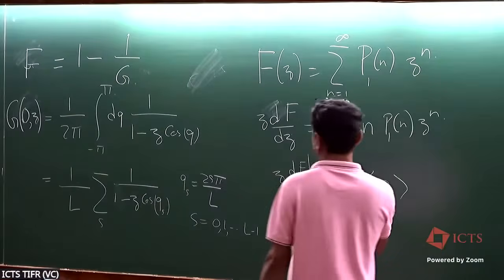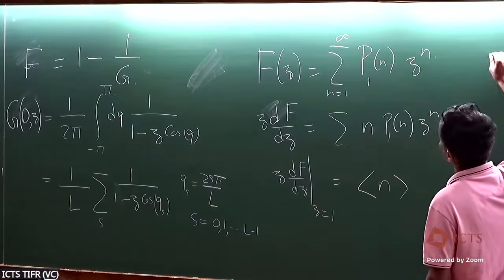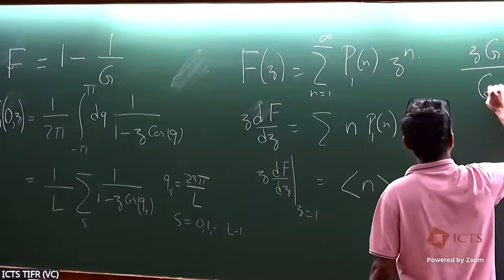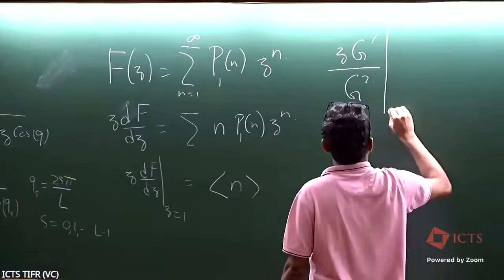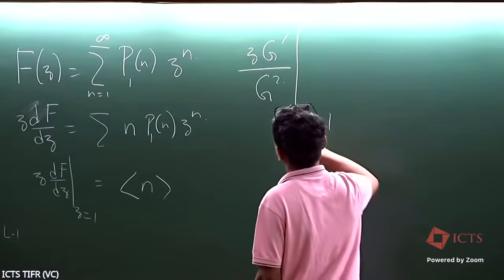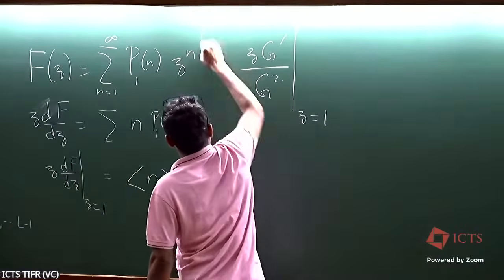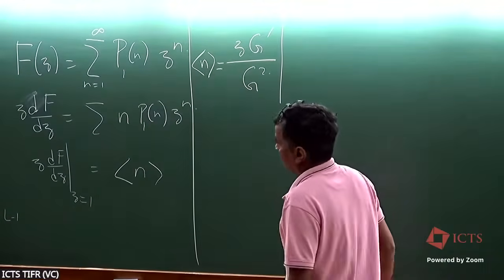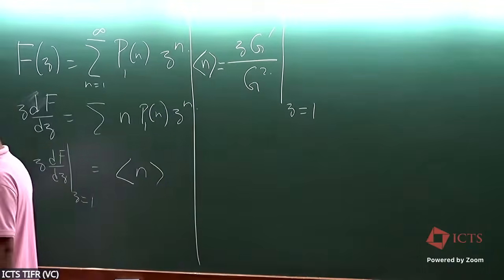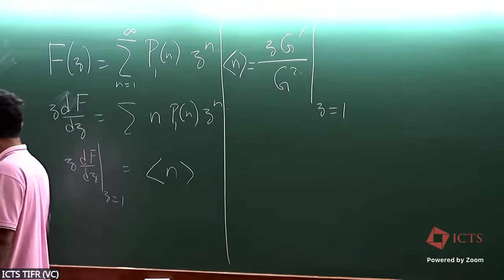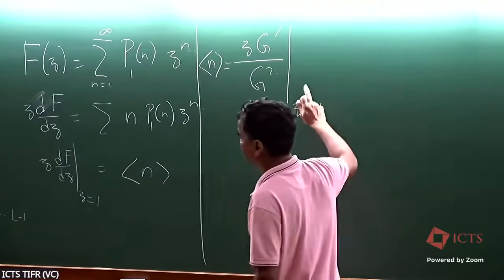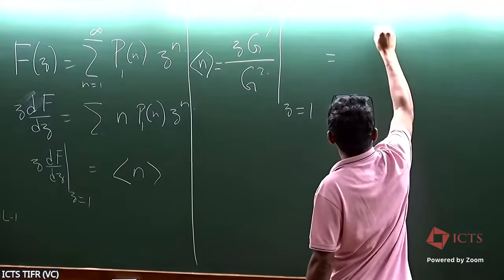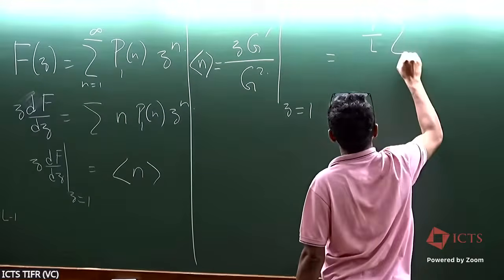So if you do df dz and so on, then you basically get g prime. And then you have to set z equal to 1. Okay, so g is this. So if you take a derivative, so if you take a derivative, you get basically sum over.